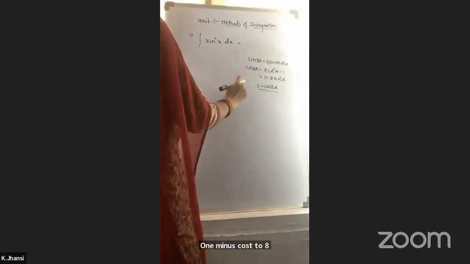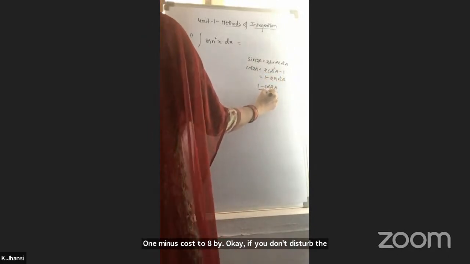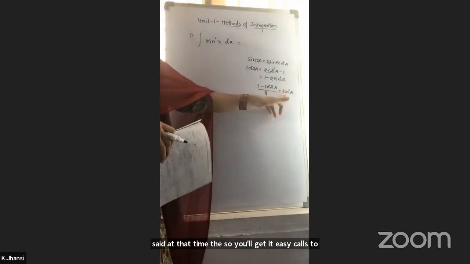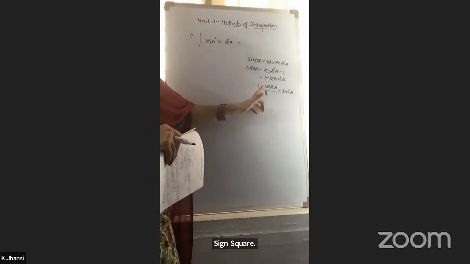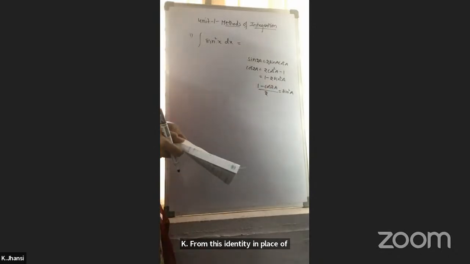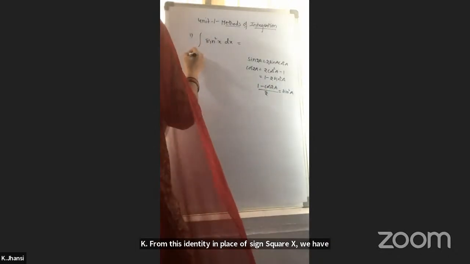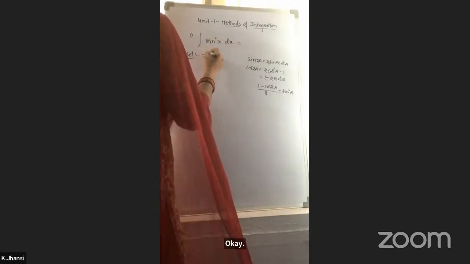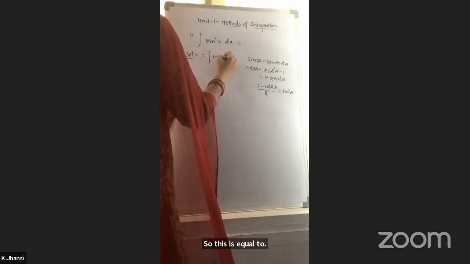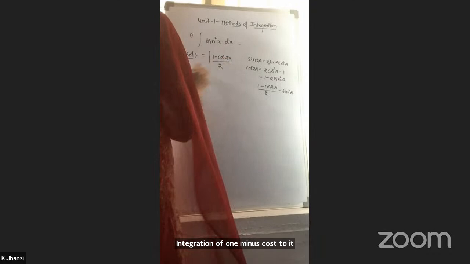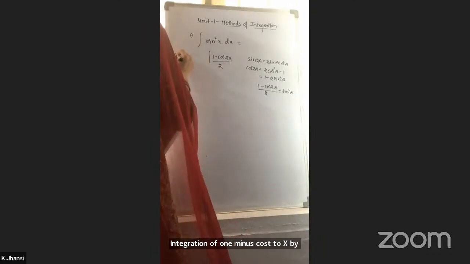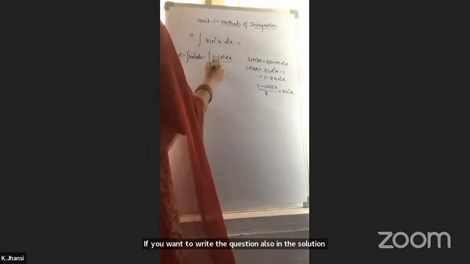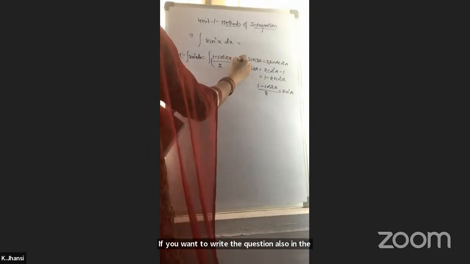If you take this term to this side, you will get sin square a. From this identity, in place of sin square x, we have to write 1 minus cos 2x by 2. So this is equal to the integration of 1 minus cos 2x by 2. If you want, you can write the question also in the solution. Sin square x dx is equal to 1 minus cos 2x by 2 into dx.